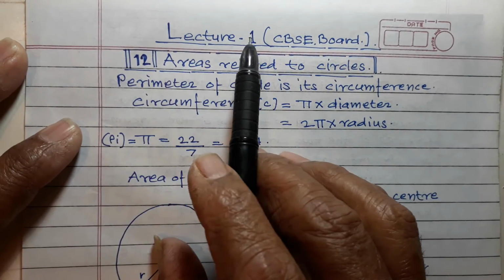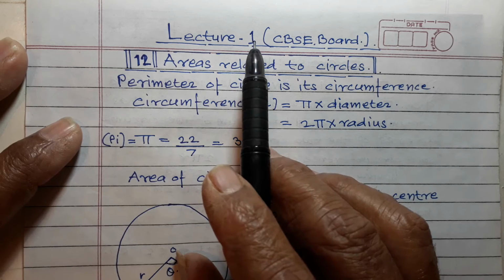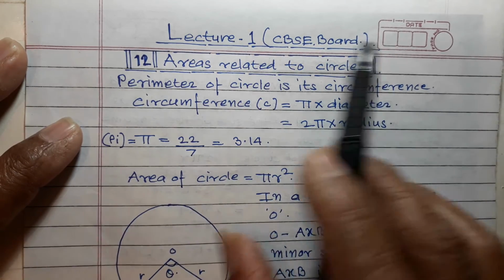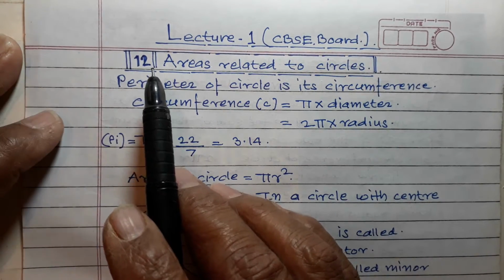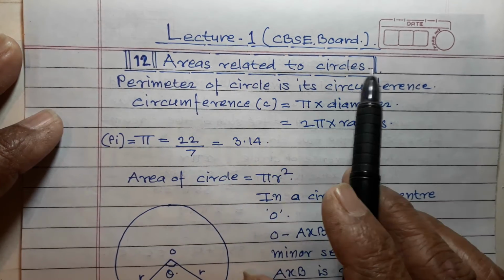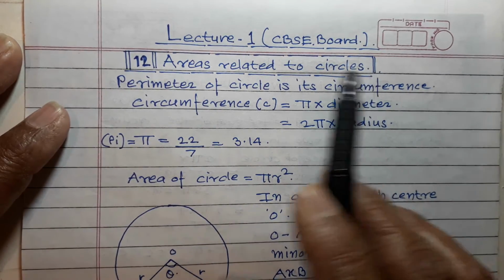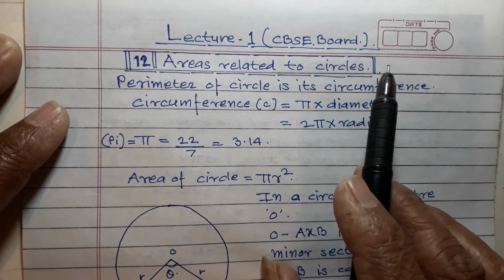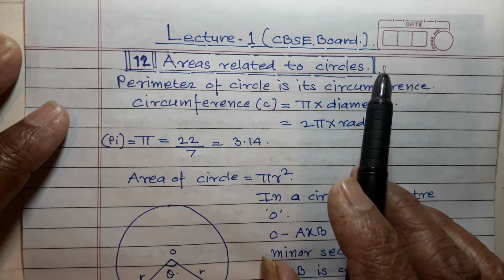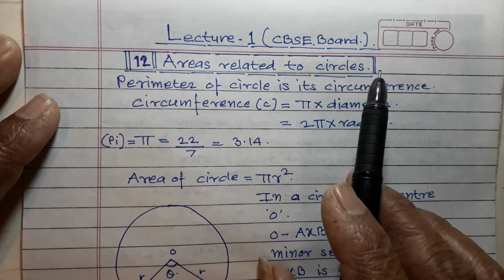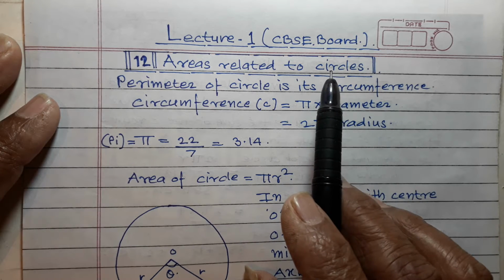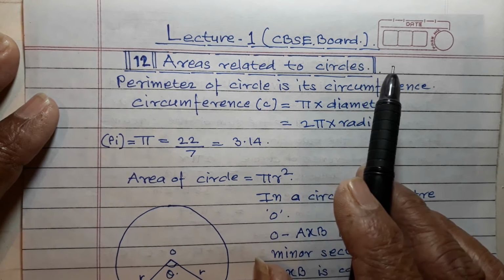Hello, my dear students. Lecture number 1 for CBSE Board, chapter number 12, Areas related to circles. In this lecture, I am going to explain some basic terms of circle and some terms which are related to circle.